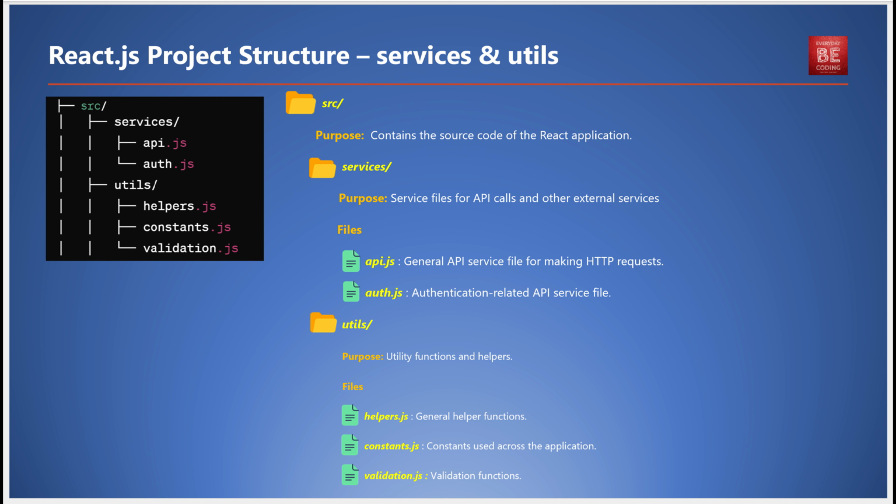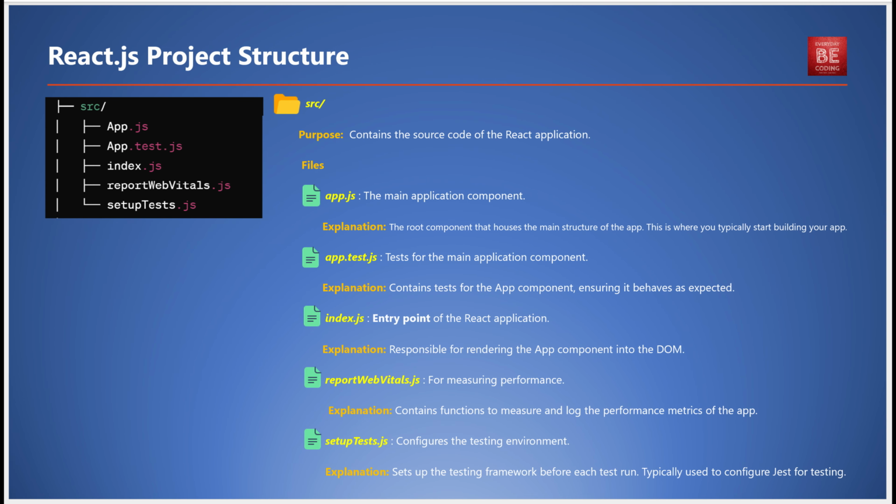In the services directory, files such as API.js and auth.js abstract the interactions with external services and APIs. This separation ensures that the service logic is isolated from the UI components, making your application easier to manage and scale. The utils directory is the utility belt for the application. It contains essential helpers, constants, and validation functions that are used across the application, ensuring that common functionalities are centralized and not duplicated.